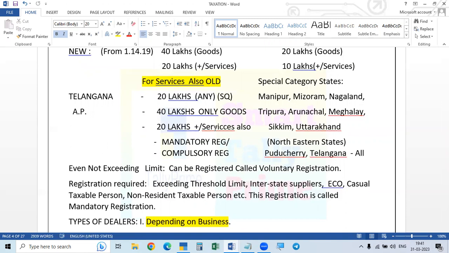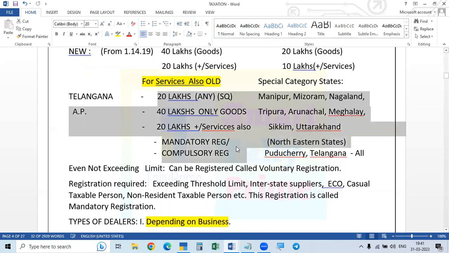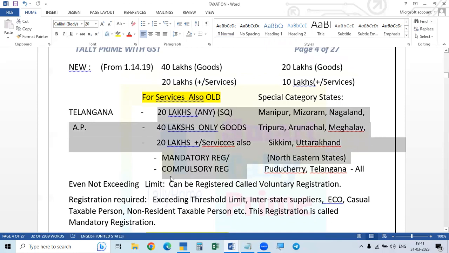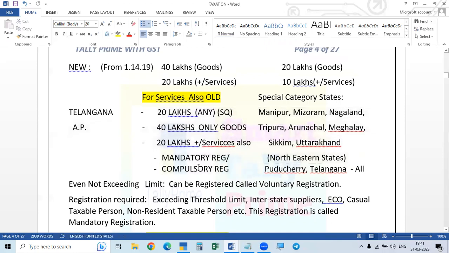GST number is called GST identification number. I will discuss it later. So if the turnover crosses these limits, they have to get registration. It is called mandatory registration or compulsory registration.